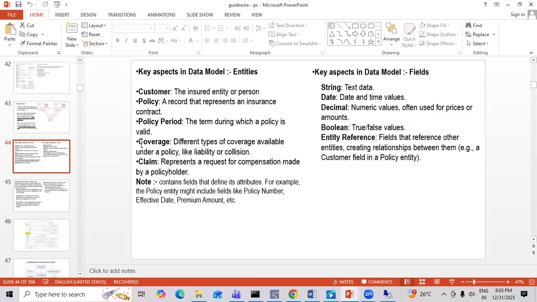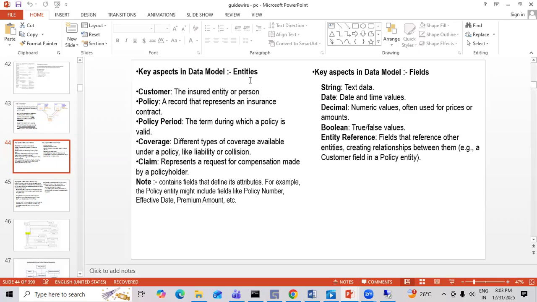Next, about claims, whatever the claims are related to. For example, whatever the customer has submitted, the FNOL process and all, everything will be part of claims. So these are generally what entities are called. Okay, understood? Yes. Okay, you can please make a note here.